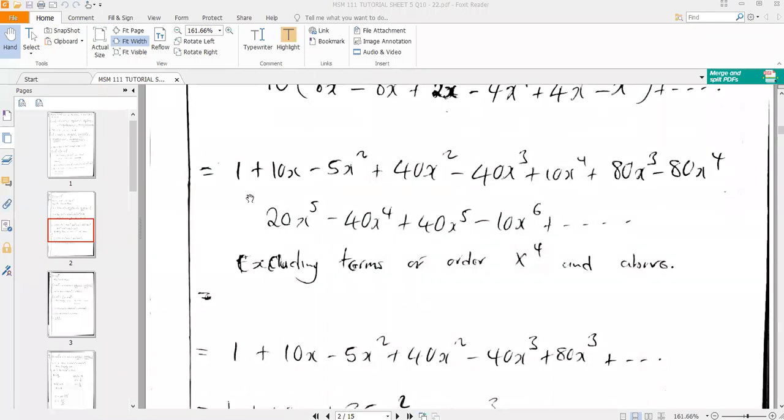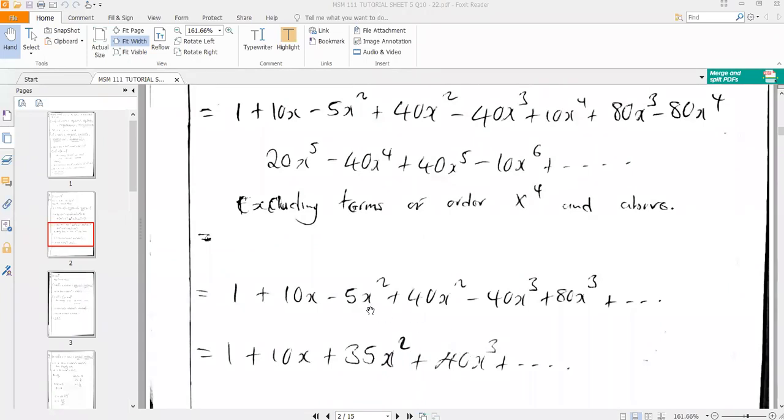So here our final answer will be: we have 1 there, plus the 10x, then we get the negative 5x squared, we put it there. Then the 40x squared, since we're looking at powers up to 3, we put it there. We ignore this 10x to the power 5. And then we also take this 8x to the power 3, it's the one which is there. The remaining ones are greater than 3, so any terms of order x to the power 4 and above, we ignore them. We don't put them in this expansion of ours.